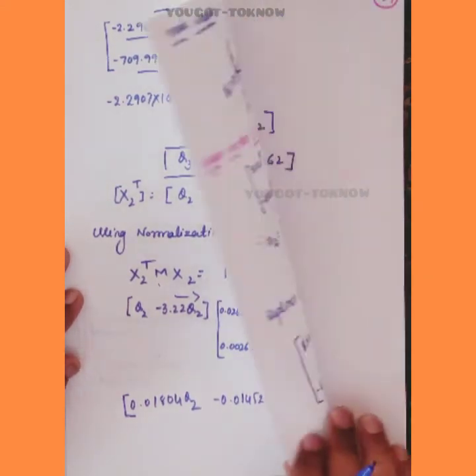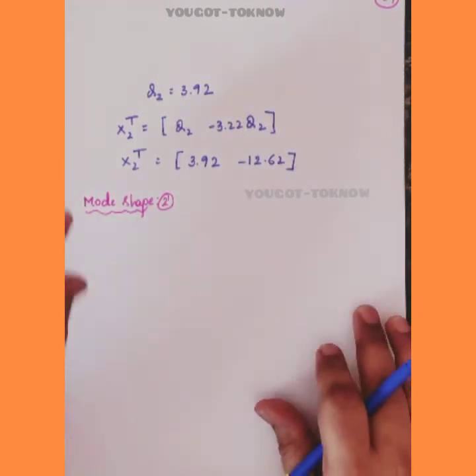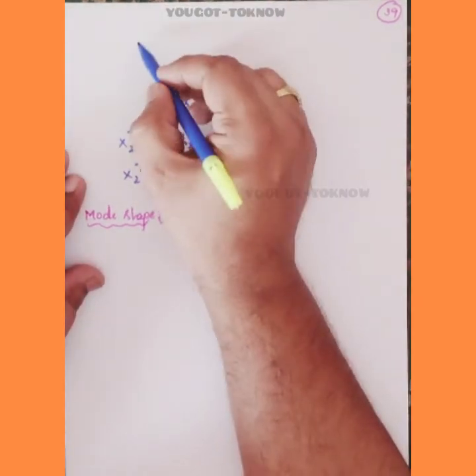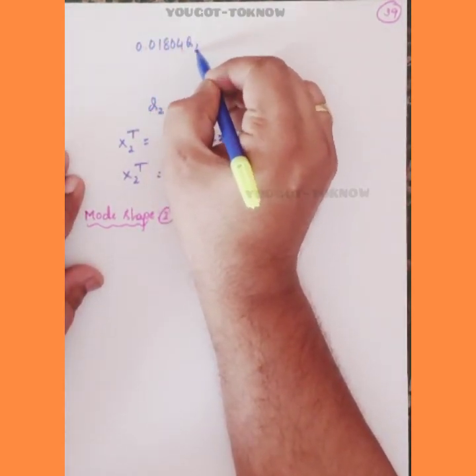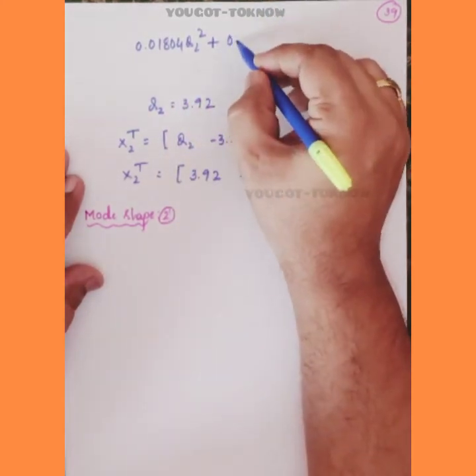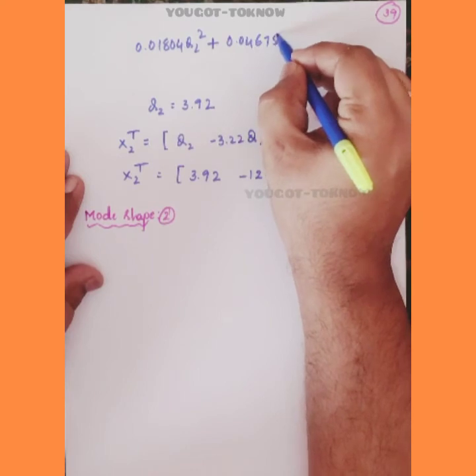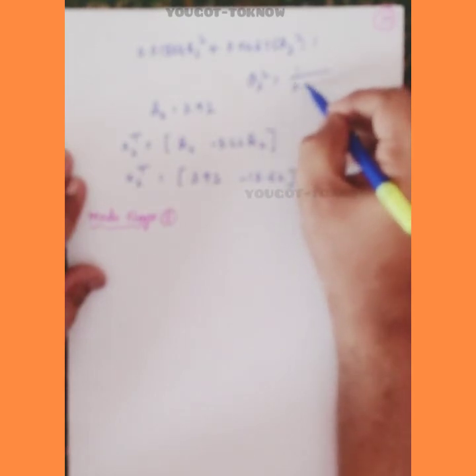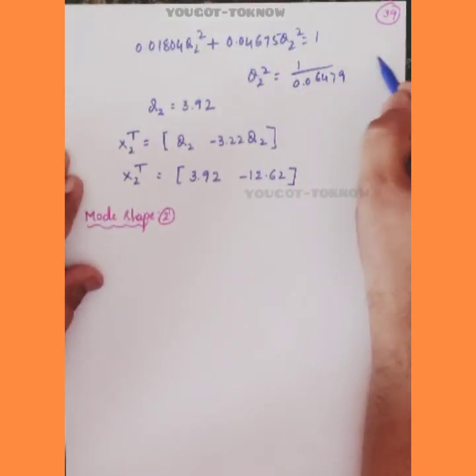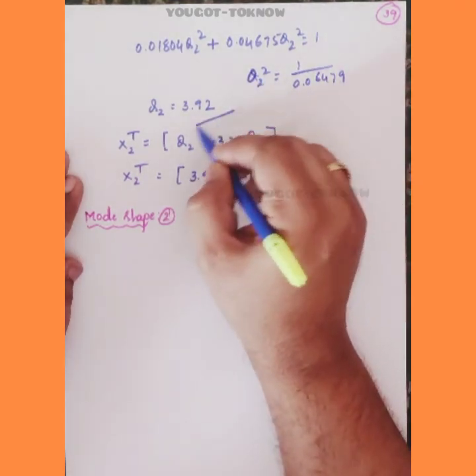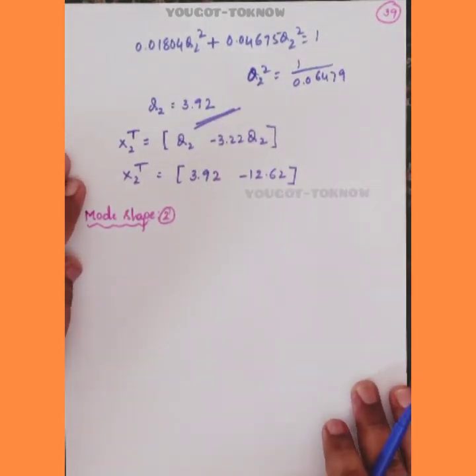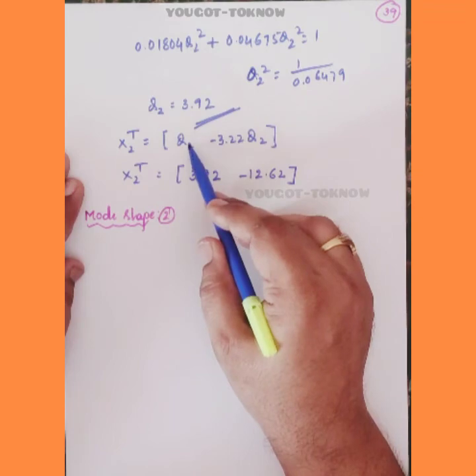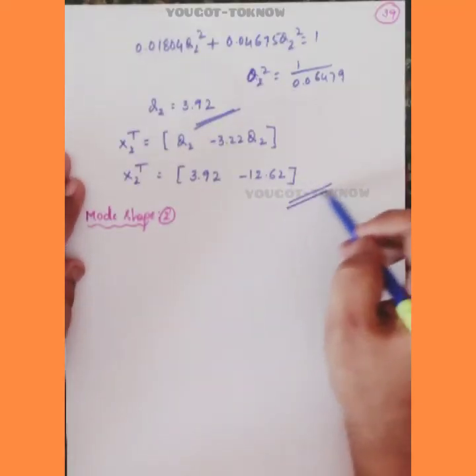I'm going to get it like this. After I get this, still simplifying it, I'm going to get 0.0804 Q2 square plus 0.0467 Q2 square equals 1. Solving, Q2 square will be equal to 1 by 0.06479. If I solve this, Q2 will be equal to 3.92. If Q2 is 3.92, then we know the expression we wrote: X2 will be Q2, minus 3.22 into Q2, that is 3.92 and 12.62.